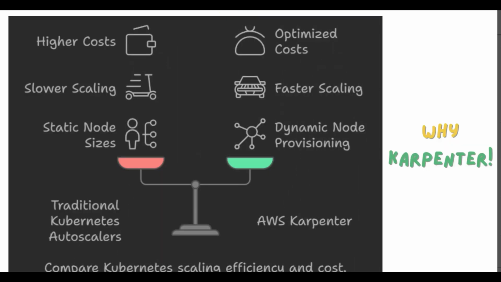So, why not just stick with the Kubernetes Autoscaler that we were talking about in the previous slide? Well, traditional autoscalers are like ordering furniture from a catalog. It's really useful, but very rigid. On the other hand, Karpenter is like a 3D printer for tables. It can dynamically create custom-sized nodes tailored to the exact needs of your workload. This means you have faster scaling, better resource utilization, and lower costs.